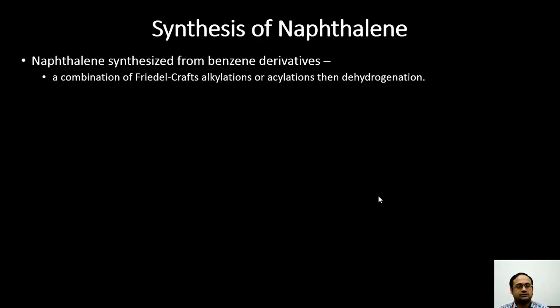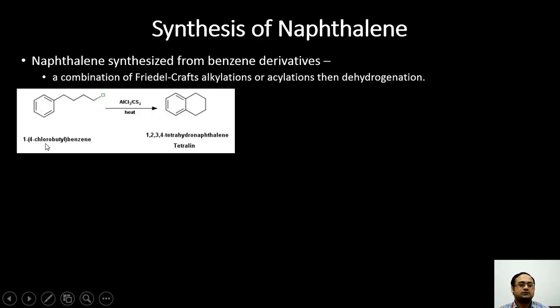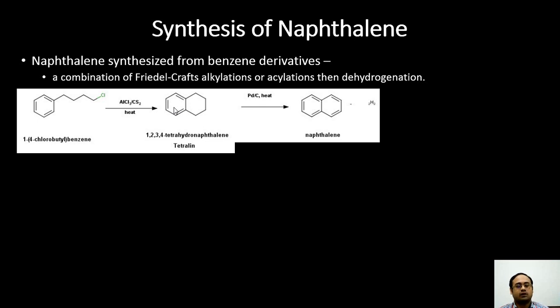followed by dehydrogenation. So to begin with, one can start with a derivative like a chlorobutyl benzene, which is treated with a Lewis acid and heated. So an intramolecular Friedel-Crafts alkylation will take place to get the tetrahydronaphthalene, also known as tetralin. This compound is then dehydrogenated in the presence of palladium carbon, and we get the naphthalene.